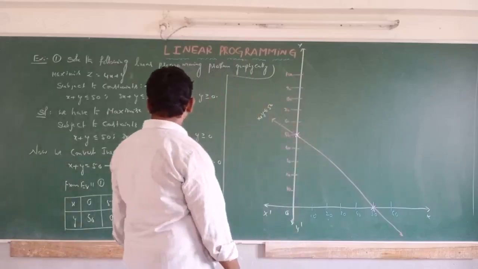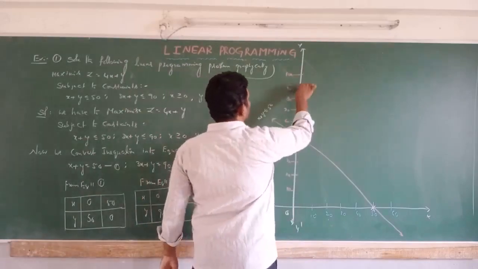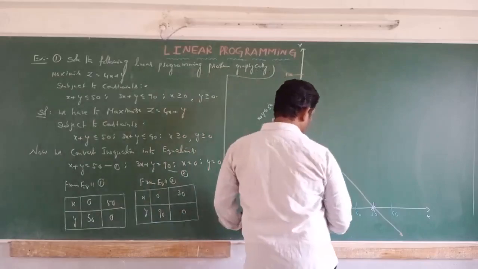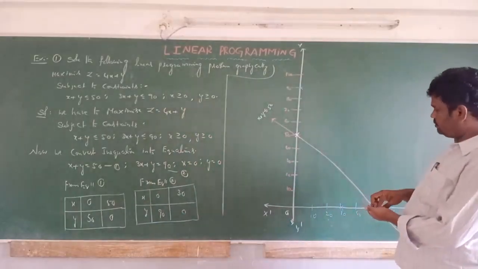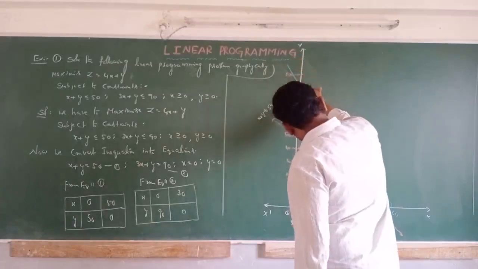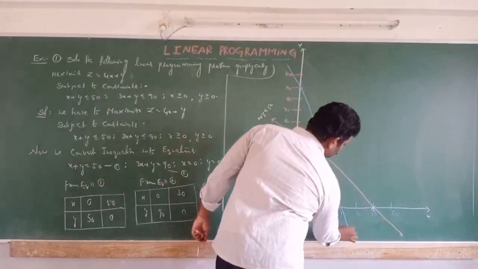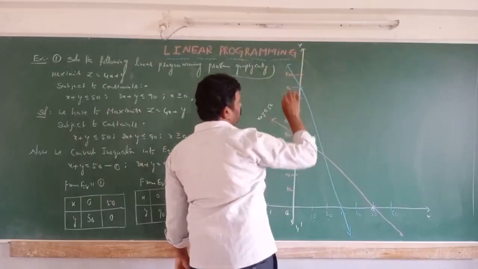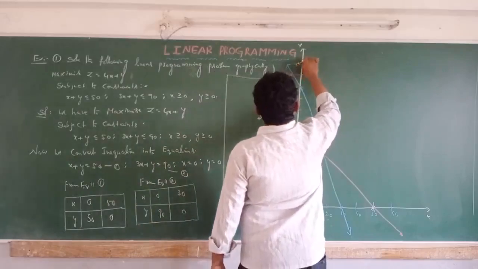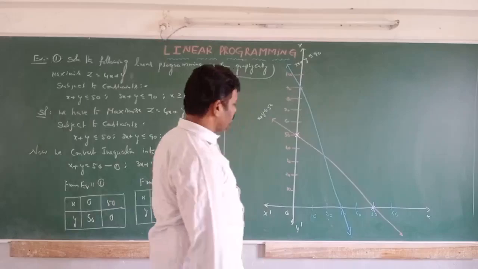Okay, now next one, 3x plus y. x is equal to 0, y is equal to 90. Next one, y is equal to 0, x is equal to 30. Now if we draw the same again, slightly drawn now. So this is another line. This inequality represents 3x plus y is less than or equal to 90.